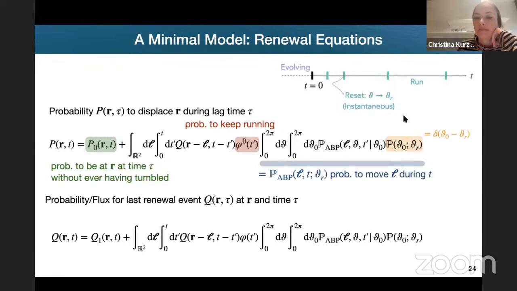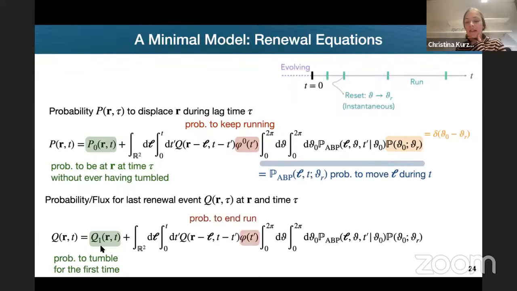So now overall, this long term here, where we integrate over the angles, gives us the probability to move a distance L during time t, given that after a resetting event, we have a specific resetting direction. And so now one can look at the same equation for Q. The probability for the last resetting event again depends on this Q1, and then on the sum over all previous resetting events, like what we've shown earlier.